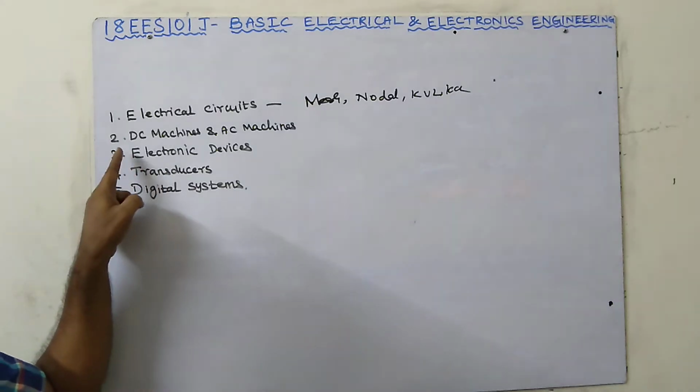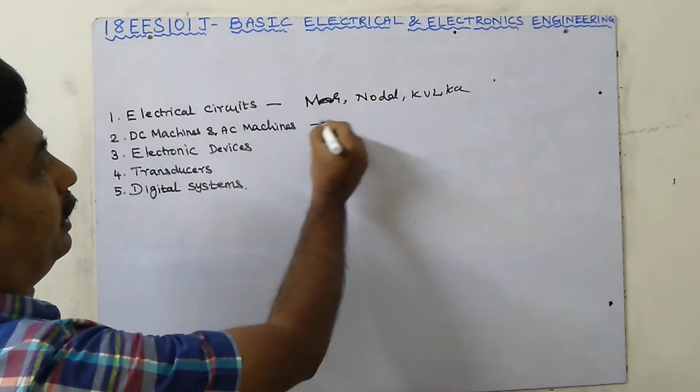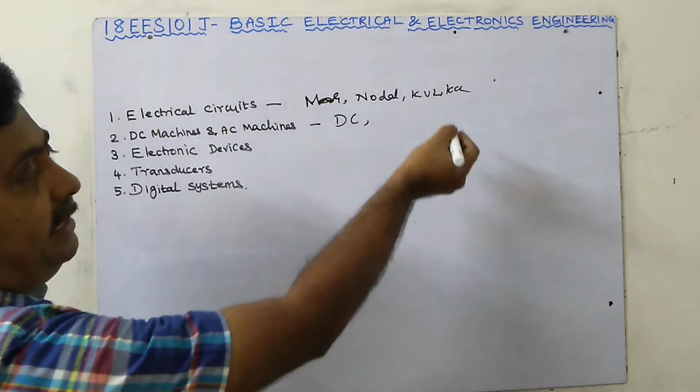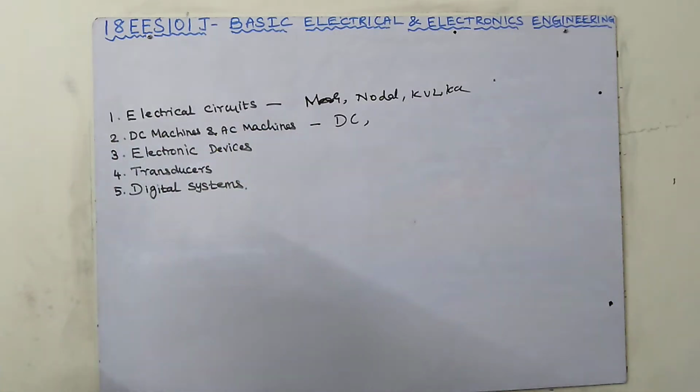The second unit is DC machines and AC machines. What is meant by DC and AC machines? DC motor, DC generator, then AC motor, AC generator, all those things we will study. And the third unit is electronic devices. What are the electronic devices?